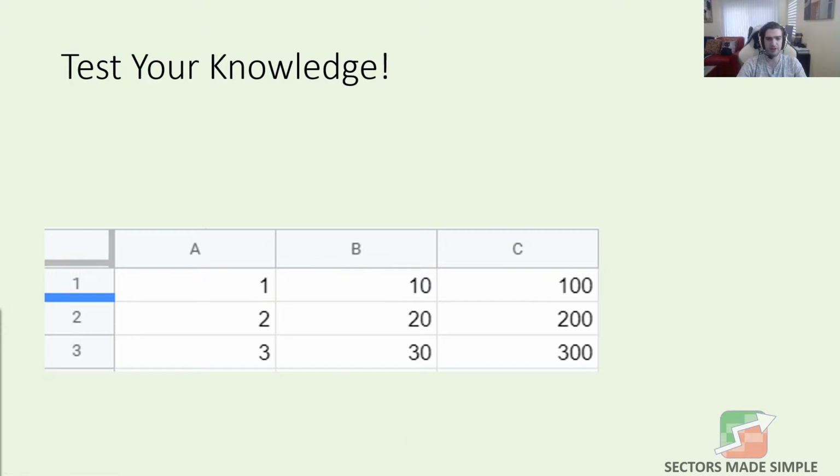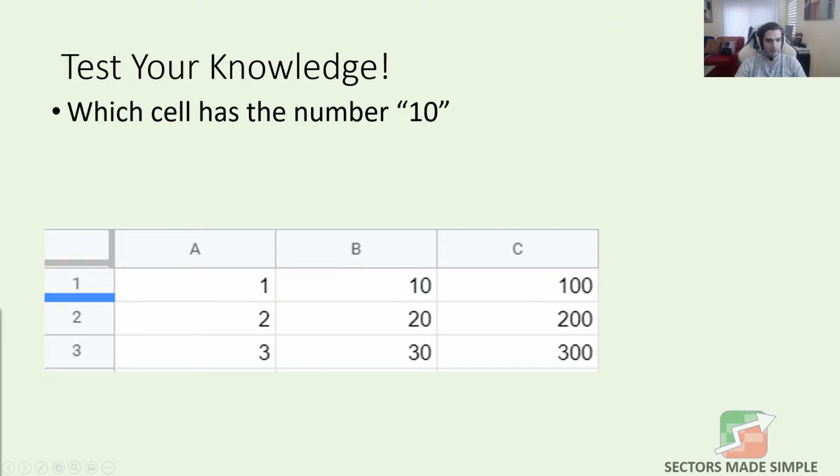Using this example that I have here, we see that column A is everything on the left, column B is everything in the middle, and C is what we have on the right. Then we have our row 1, below it row 2, below it row 3. So tell me, which cell has the number 10 in it? If you answered B1, you would be correct, because here's the number 10. So it is in column B, row 1.